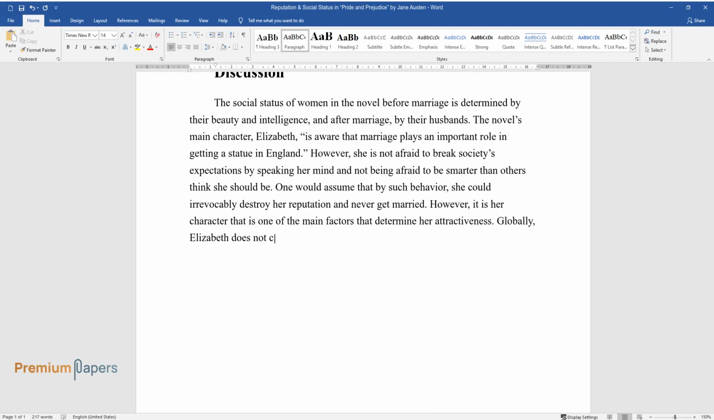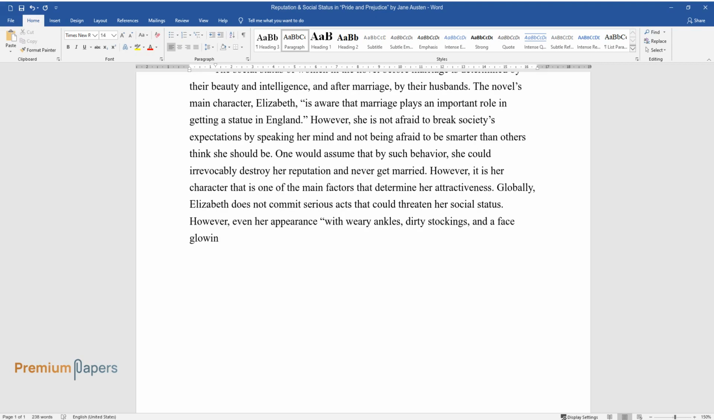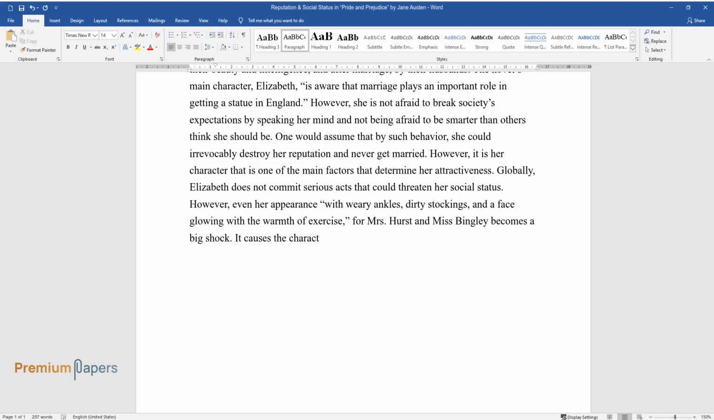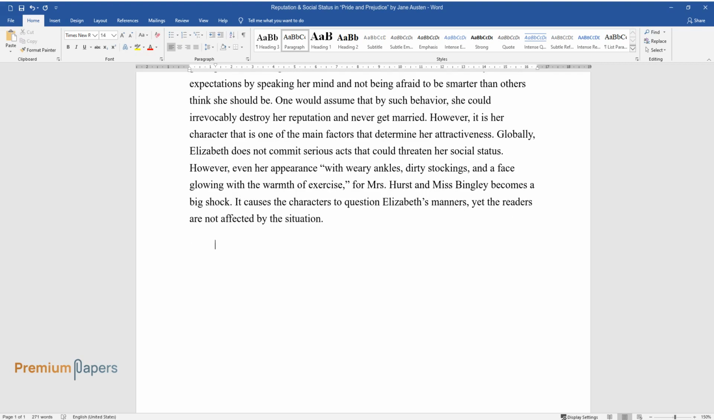Globally, Elizabeth does not commit serious acts that could threaten her social status. However, even her appearance, with weary ankles, dirty stockings, and a face glowing with the warmth of exercise, becomes a big shock for Mrs. Hurst and Miss Bingley. It causes the characters to question Elizabeth's manners, yet the readers are not affected by the situation.